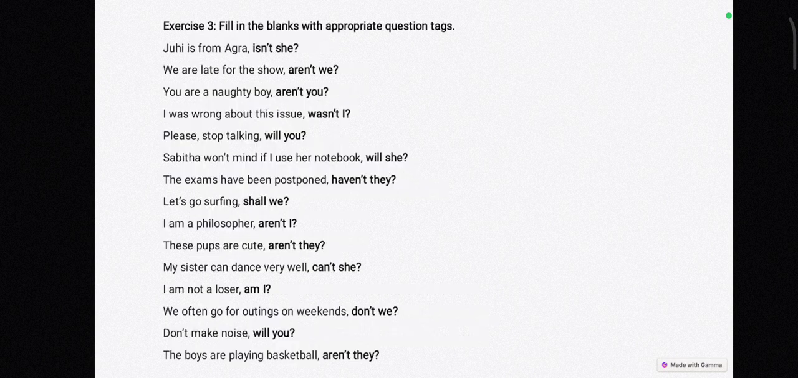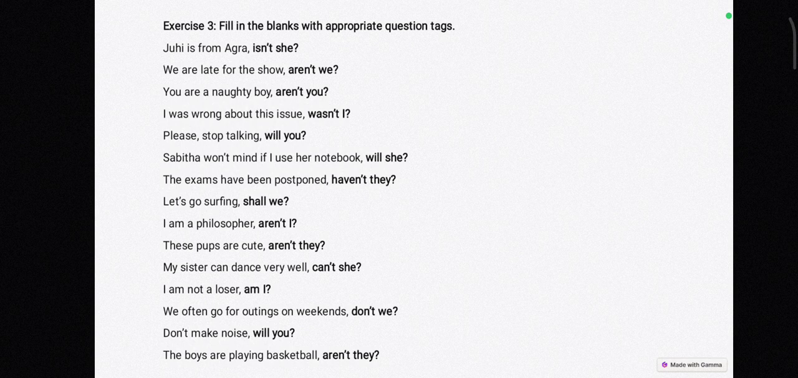Fill in the blanks with appropriate question tags. Juhi is from Agra. Look at the verb there. Is. So the sentence is positive and the tag will be isn't she. We are late for the show. The tag will be aren't we. You are a naughty boy. Look at the verb there, are, and you make it negative. So aren't you. I was wrong about this issue. Look at the verb was, wasn't I, sorry.